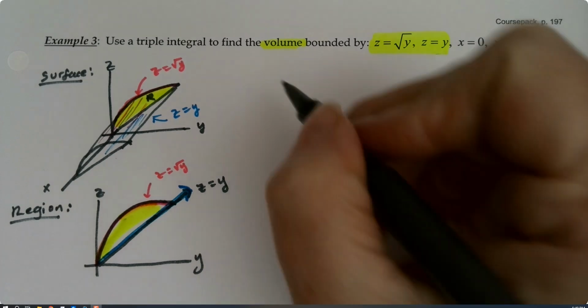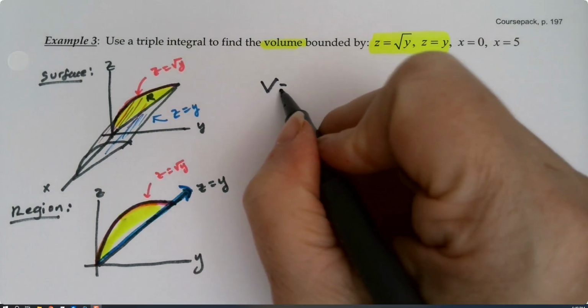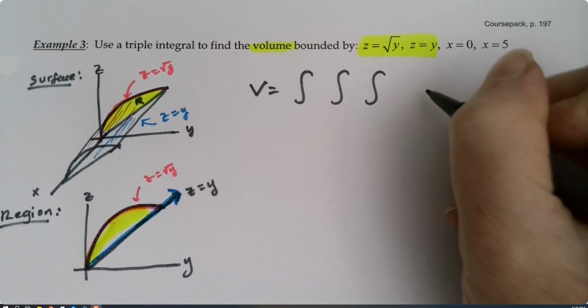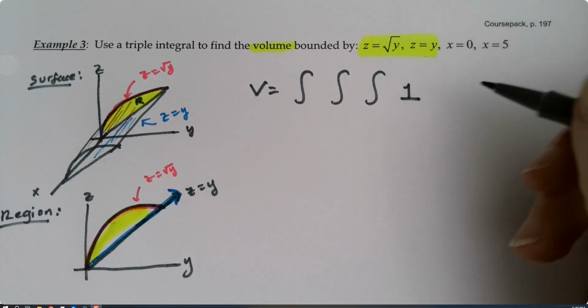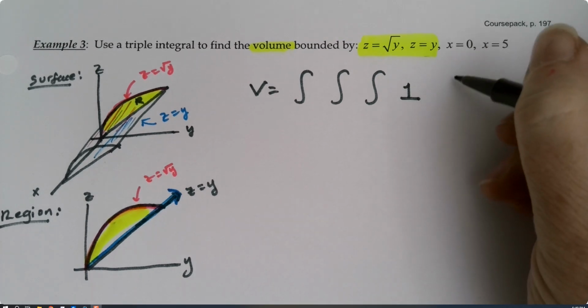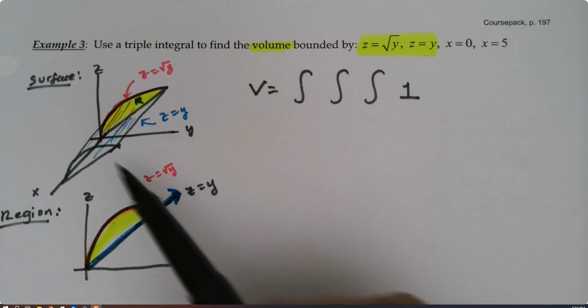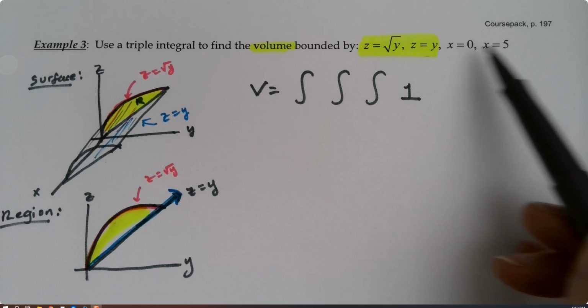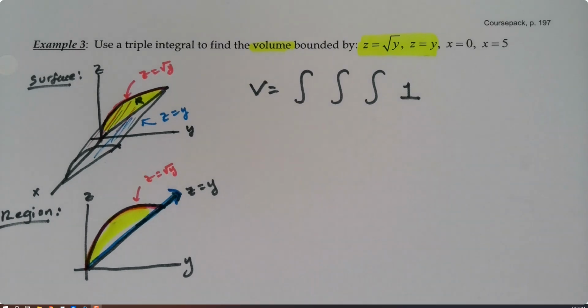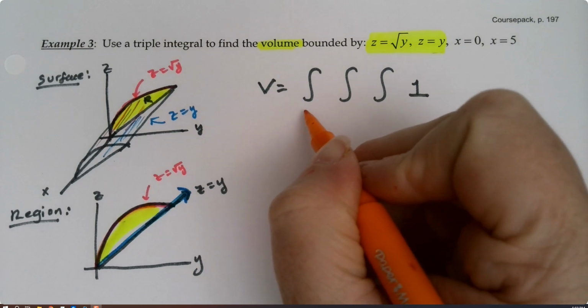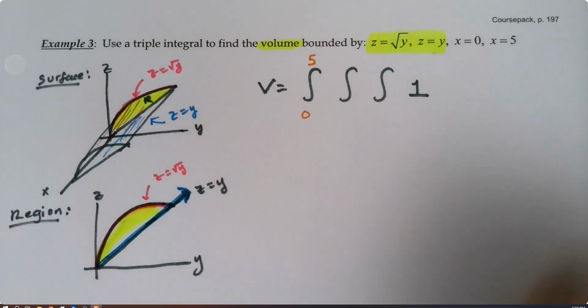All right, so let's set up our integral. So volume equals the triple integral of 1, and then we have dx, dy, dz, or dx, dz, dy. Or we could put x in back. It doesn't really matter because x is going to be constant, right? X is going from 0 to 5. So if we want, we could put x in back. It's not hurting anything. So x is going from 0 to 5.